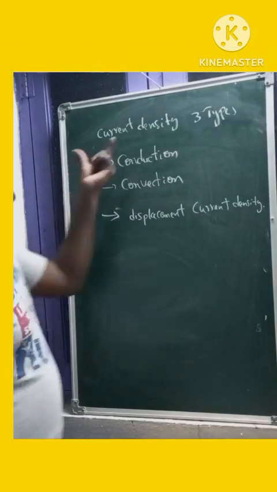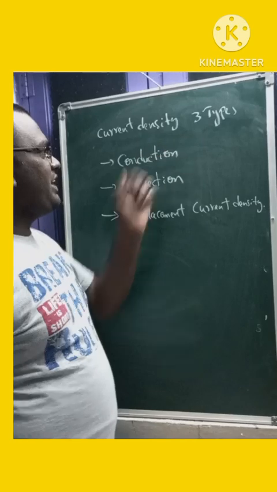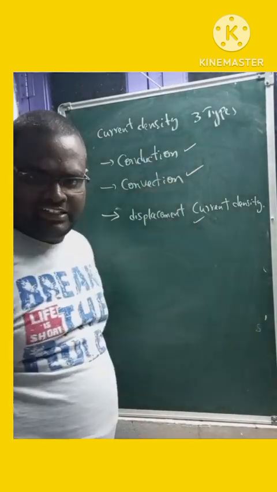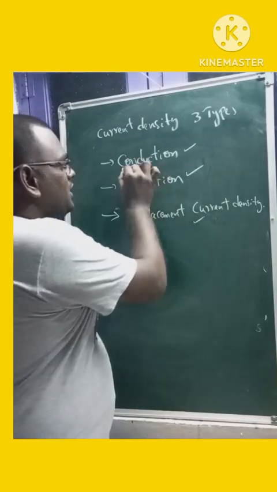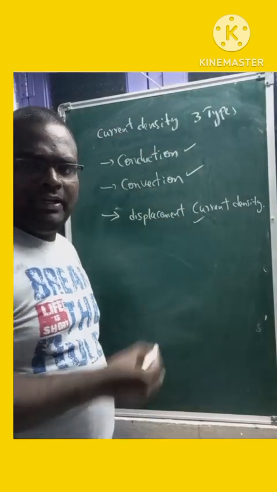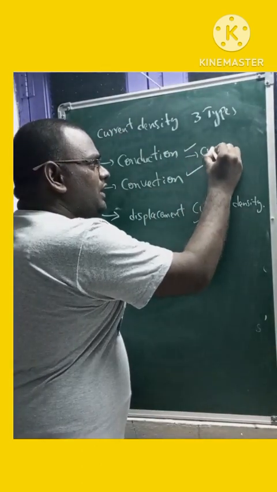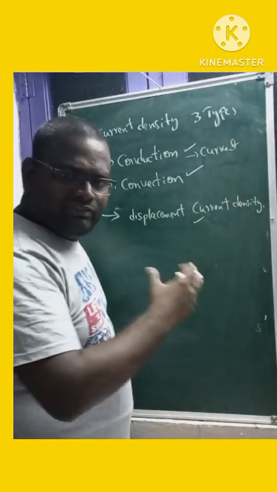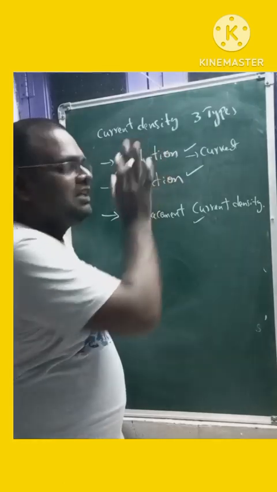Now coming to the topic current density, which has three types: conduction, convection and displacement current density. First we'll talk about conduction. Conduction takes place in the conductors. The current flows through the conductor and heat is developed, that takes place in conduction.